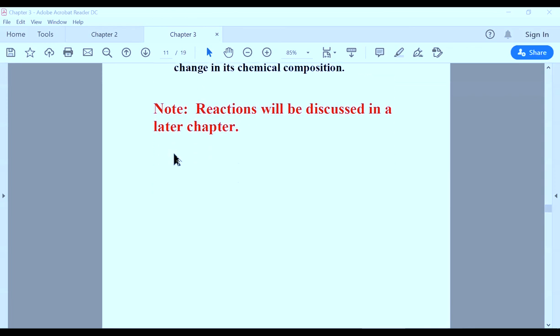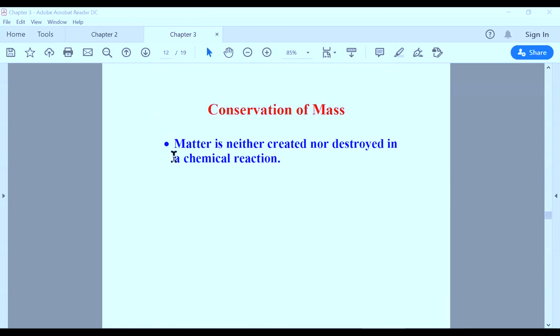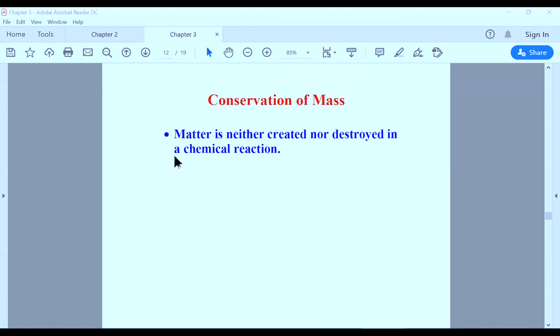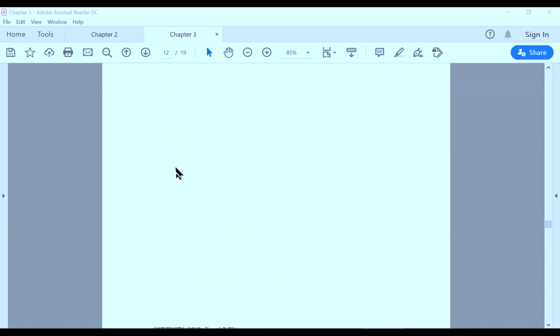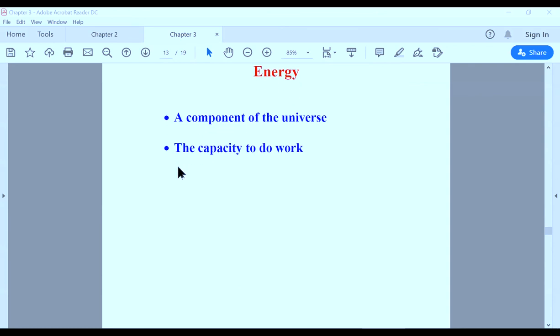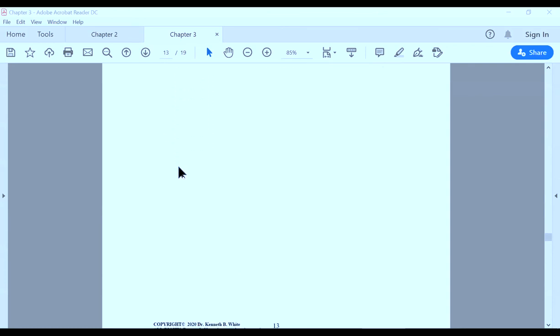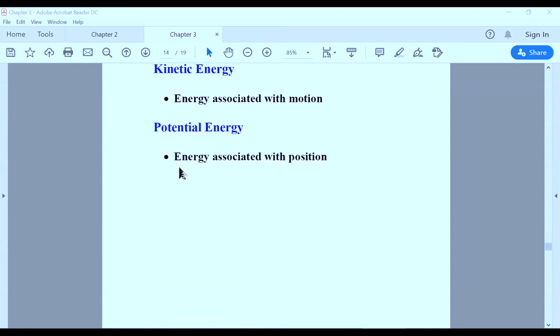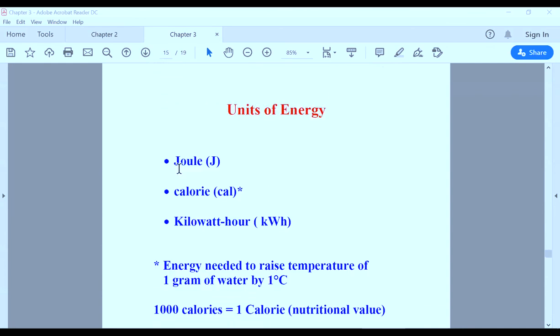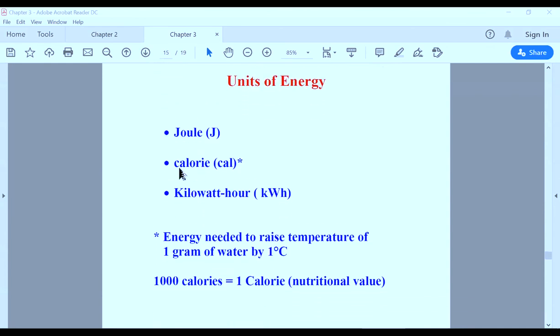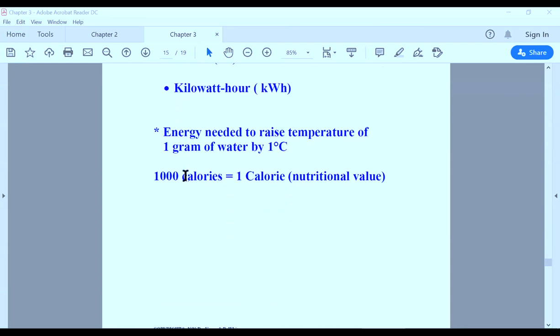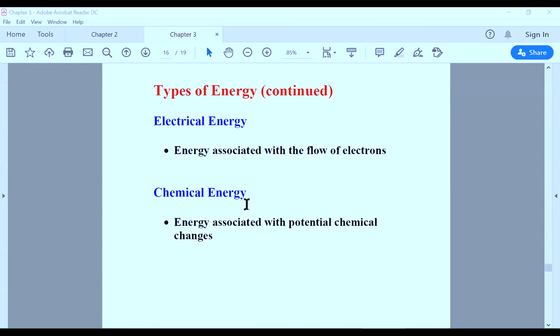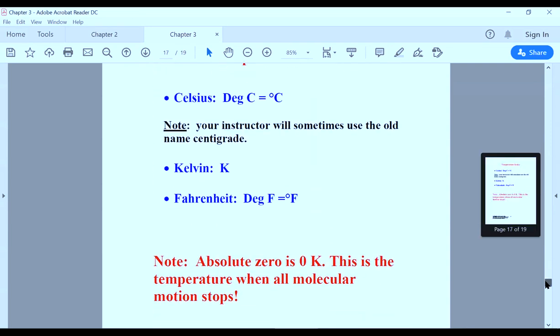Again, I'm going quicker, but it's summer online. Conservation of mass I'll talk about later. Energy, we'll talk about in the lab. I won't have anything to do. Types of energy, I won't cover in this class. Energy measurements, calories, I won't. I'll skip this. I should have taken this out. I apologize.